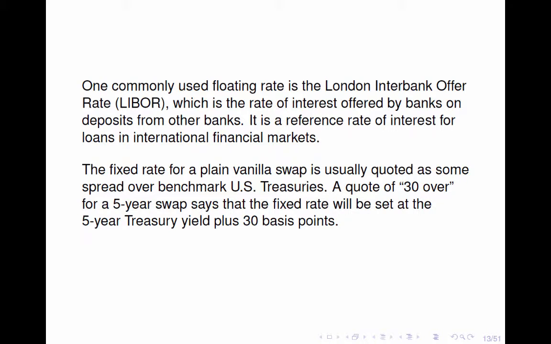The fixed rate for a plain vanilla swap is usually quoted as some spread over benchmark US Treasuries. A quote of 30 over for a 5-year swap says that the fixed rate will be set at the 5-year Treasury yield plus 30 basis points.